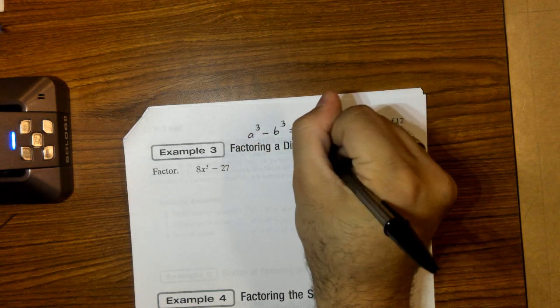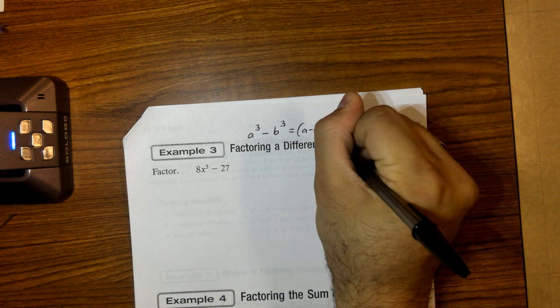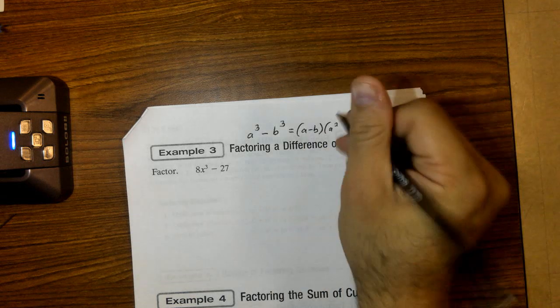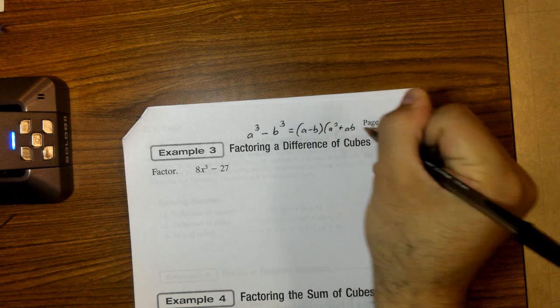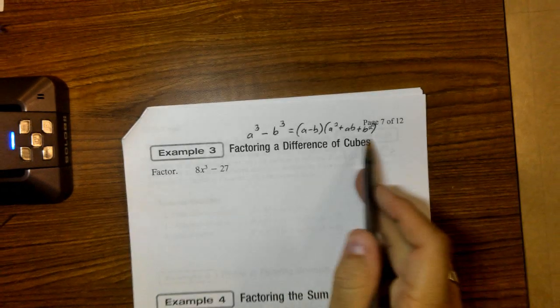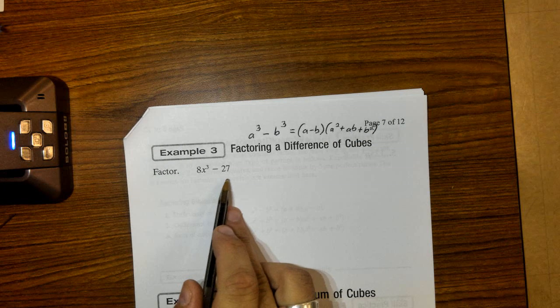to a minus b times a squared, opposite sign of what you start with, so plus sign, a times b, ab, and then always positive plus sign b squared. And so that is the factored form that we're going to use for example 3.